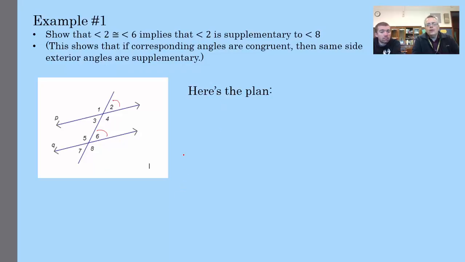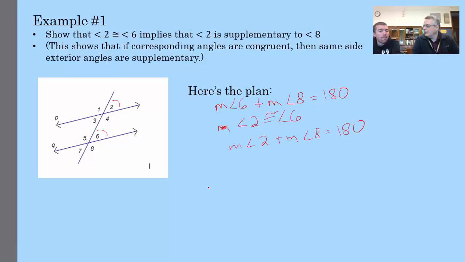We know that the measure of angle 6 plus the measure of angle 8 equals 180, because they form a line. And we know that angle 2 and angle 6 are congruent. That was our assumption. So we can substitute. If we put 2 in for 6, we have the measure of angle 2 plus the measure of angle 8 equals 180. That's what we wanted to show. So assuming that 2 and 6 are congruent, we can show 2 and 8 add to 180.